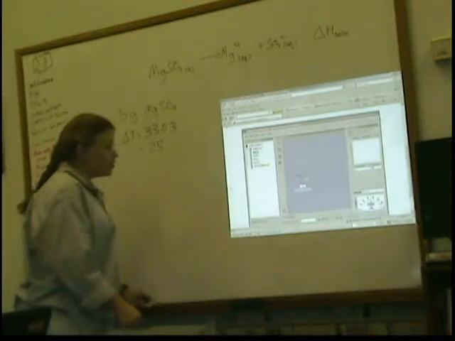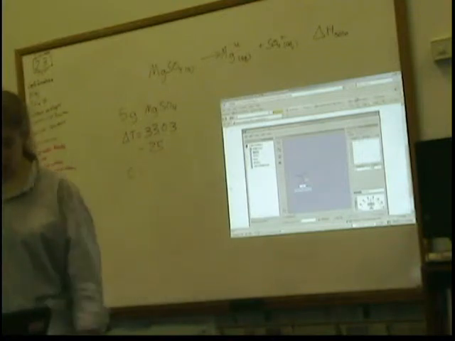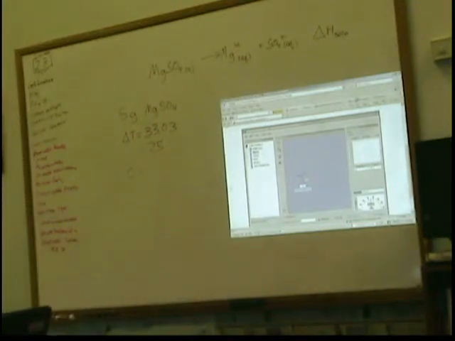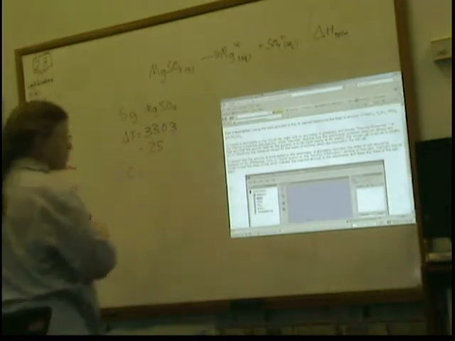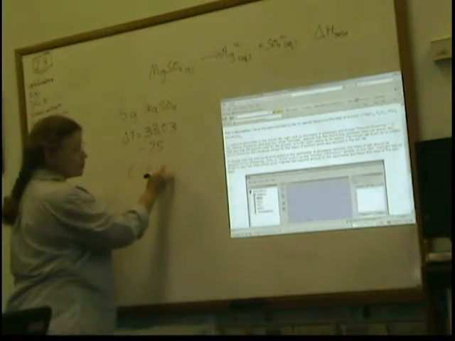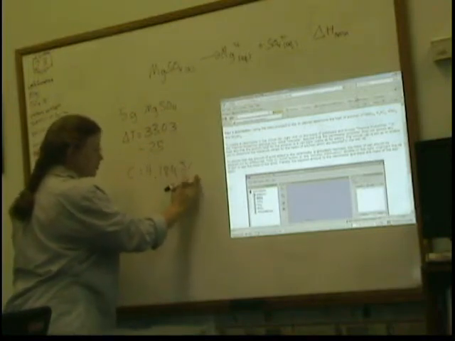Okay, now we're going to be saying the specific heat is the same as the specific heat of water, which eventually you'll probably know that, but if you don't, it's 4.184 joules per gram Kelvin.